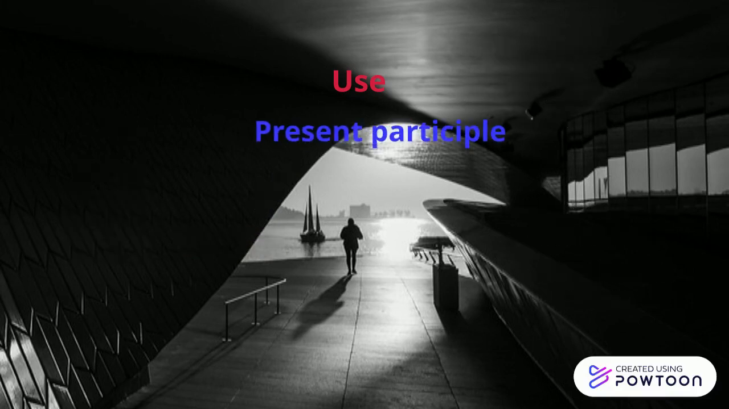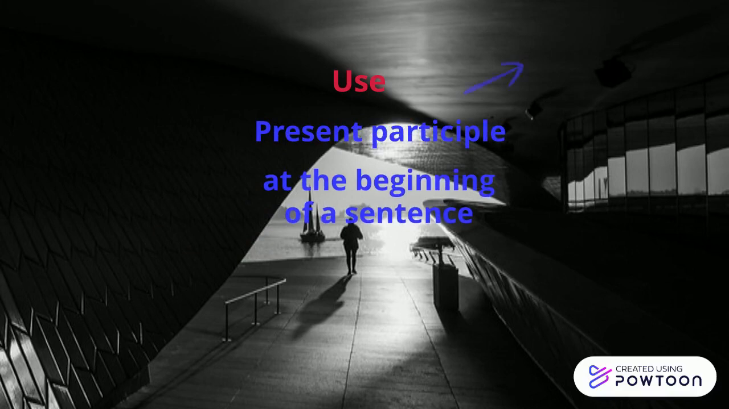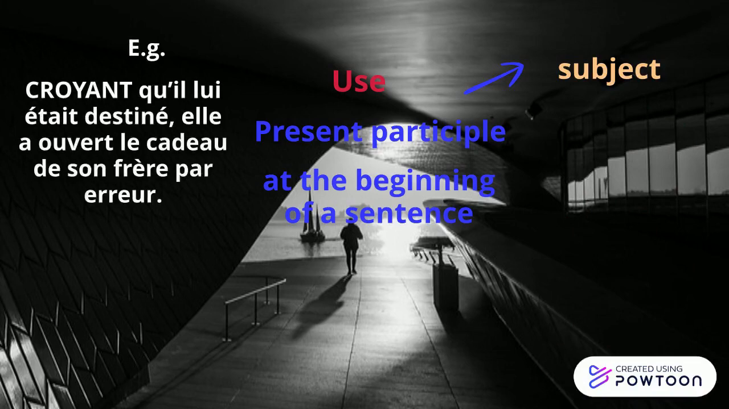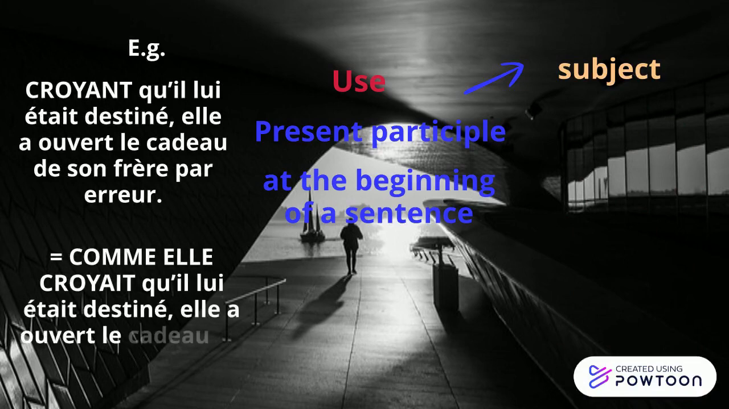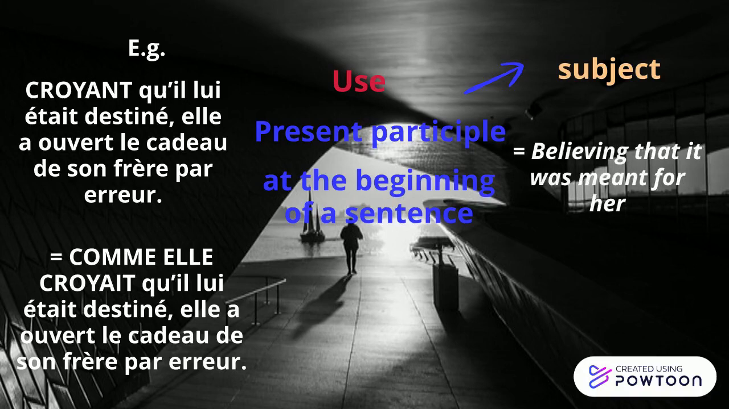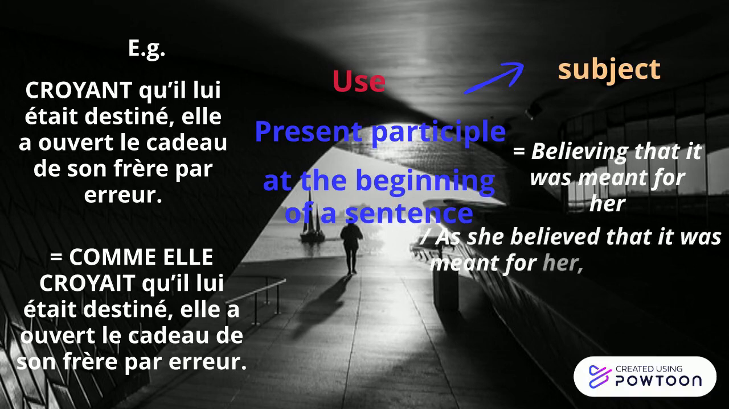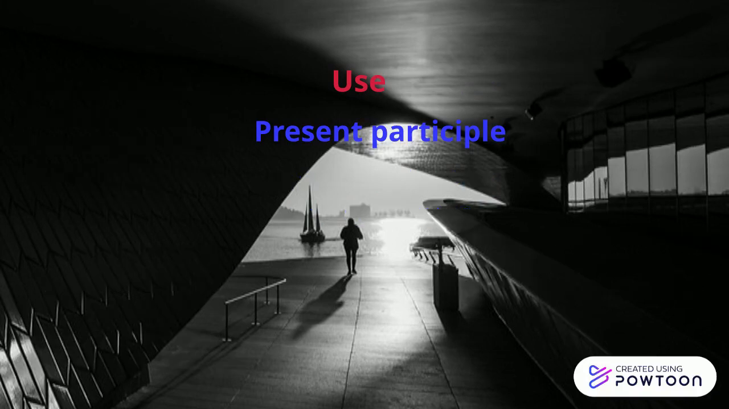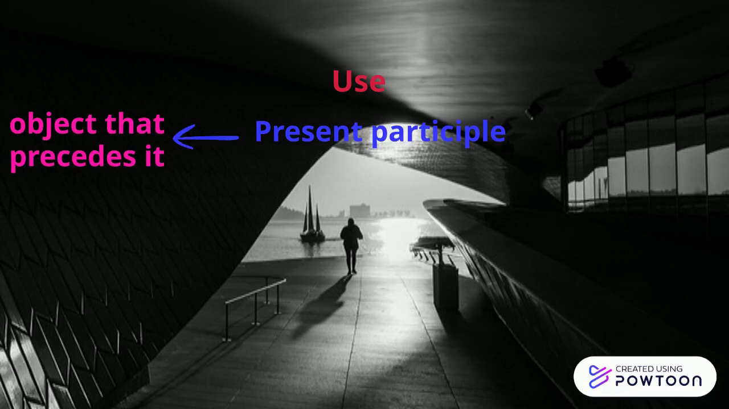A present participle at the beginning of a sentence also refers to the subject. For instance, croyant qu'il lui était destiné, elle a ouvert le cadeau de son frère par erreur. Comme elle croyait qu'il lui était destiné, elle a ouvert le cadeau de son frère par erreur. Believing that it was meant for her, or as she believed that it was meant for her, she opened her brother's present by mistake.